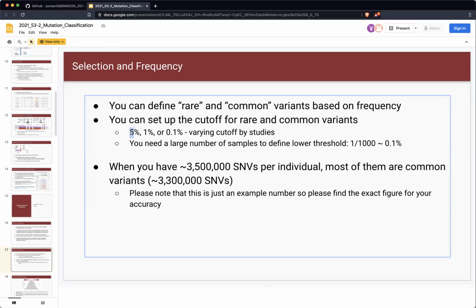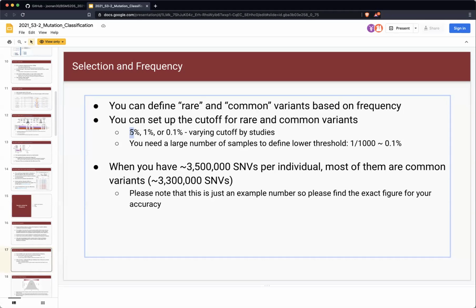At the time, we had only a few people we could use in the study. So that's why defining rare and common was limited by the number of samples. So 5% was a reasonable cutoff to think about rare and common variants. But these days we have more and more samples.